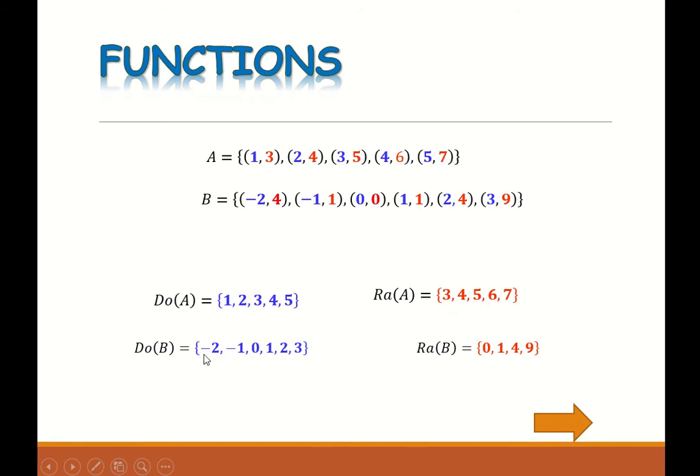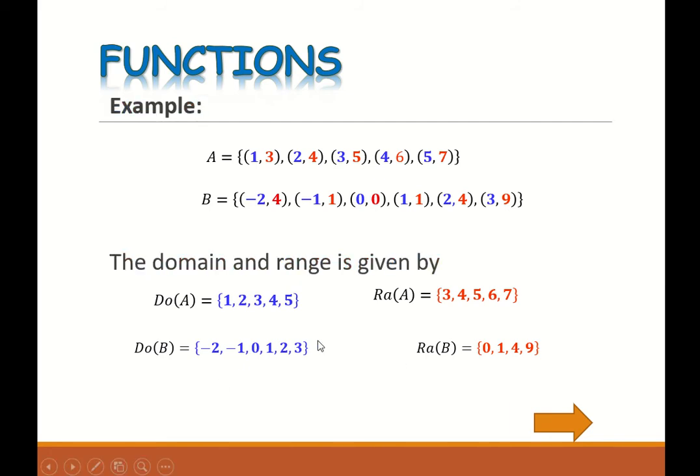Now for B, the domain of B, we have negative 2, negative 1, 0, 1, 2, and 3. These are the domain. Now for the range of B, we have 0, 1, 4, 9. Again, we arrange it in ascending order, starting from 0 up to the highest number, which is 9. Alright, I hope it's clear with you.